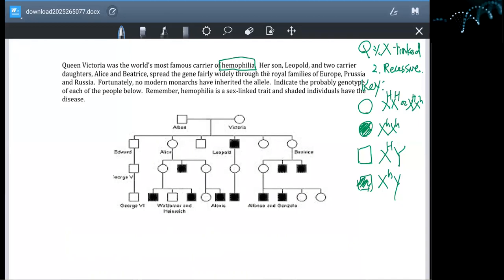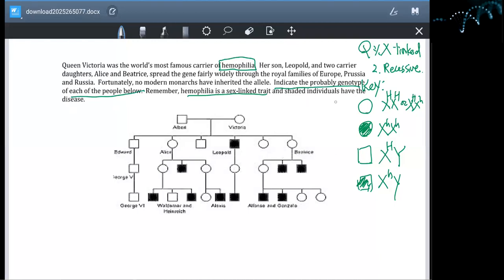Okay, let's continue. Her son, Leopold, and two carrier daughters, Alice and Beatrice, spread the gene fairly widely through the royal family of Europe and Russia. Fortunately, no modern monarchs have inherited the allele. Indicate the probable genotype of each of the people below. So it's asking you to indicate the genotype, and it tells you it's a sex-linked trait. And if you look, the fact that it jumped a generation, from my previous lecture you'll remember, what does that mean? If it can jump a generation, not show in a certain generation and then show, that will be recessive.